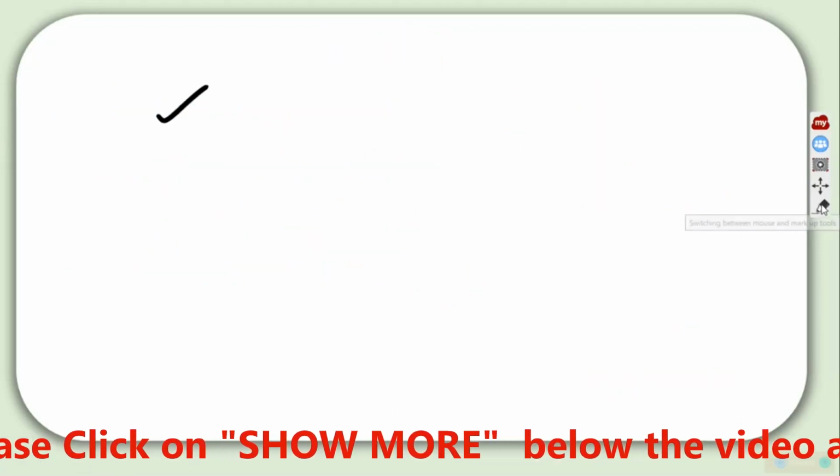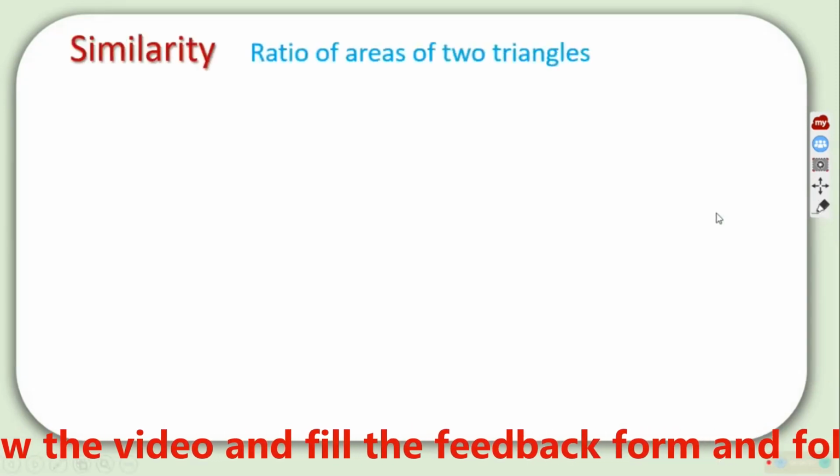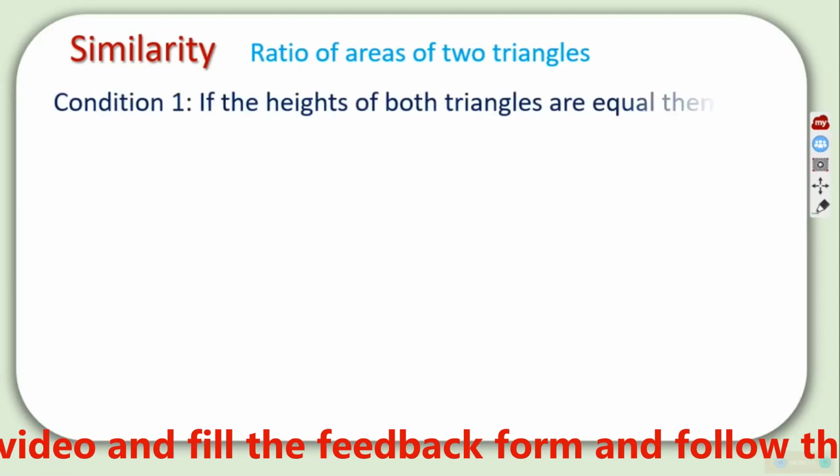चलो, we'll go ahead something more about the concept of similarity and in connection with the ratio of areas of two triangles.